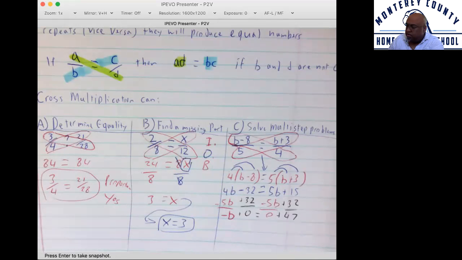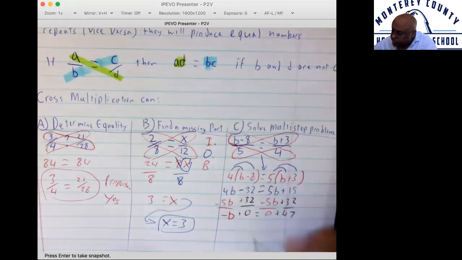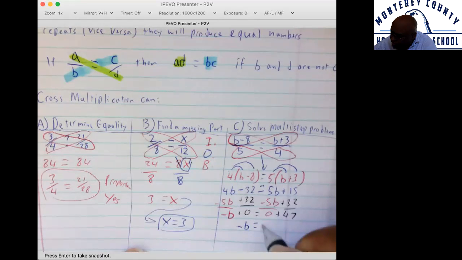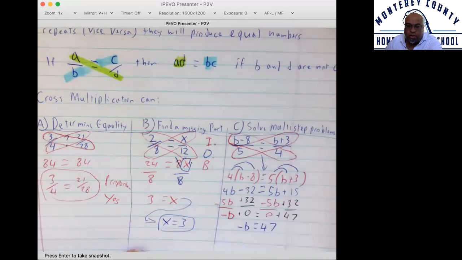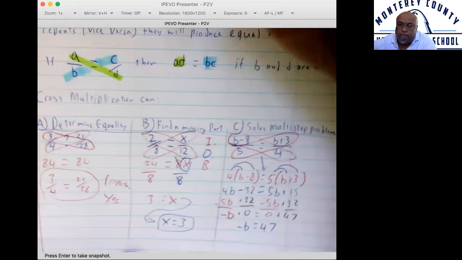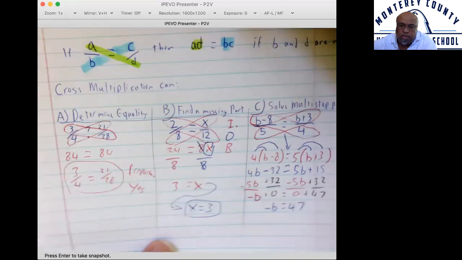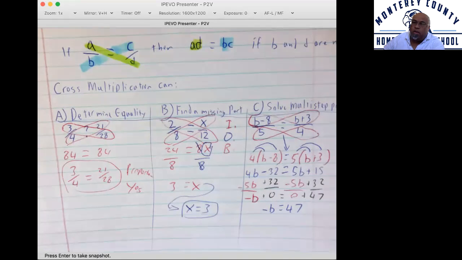So in this case, I can get rid of the zeros. What do I have left? I have negative b is equal to 47. Okay, that seems pretty simple. Now, I know you're probably thinking, okay, this looks like we're done here, but are we done? That's a good question. Isaiah, what do you think? You're right. We're not done.